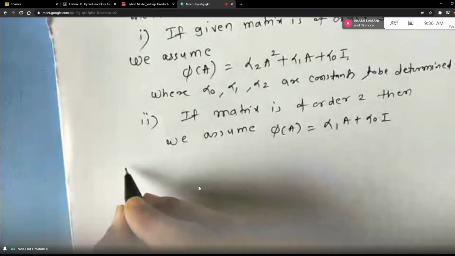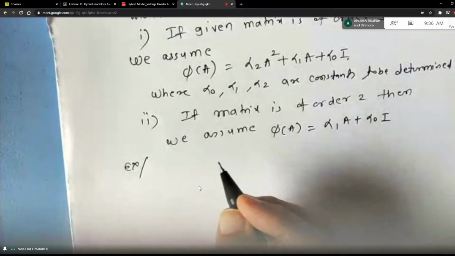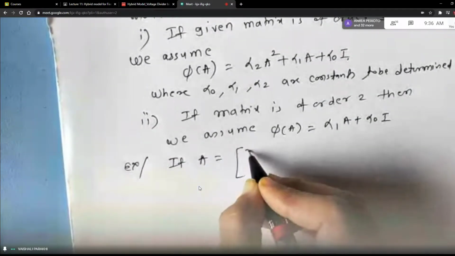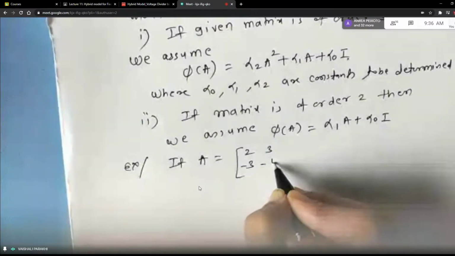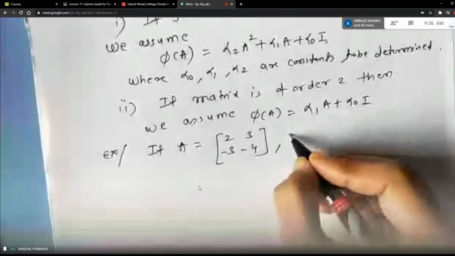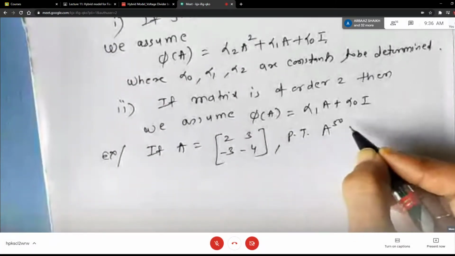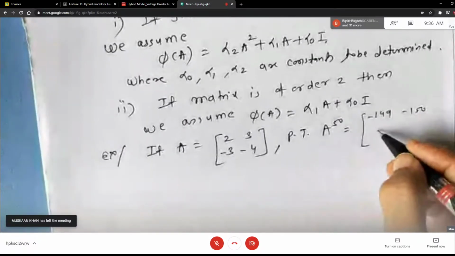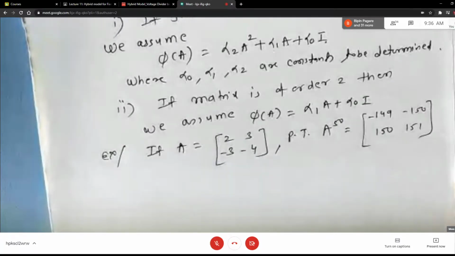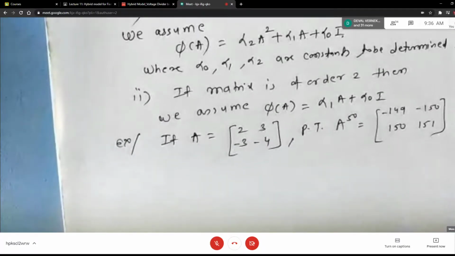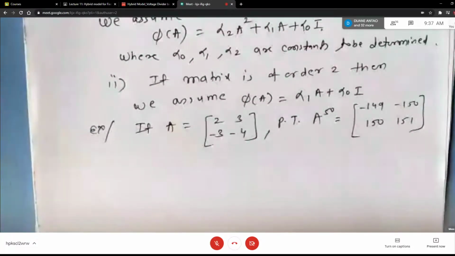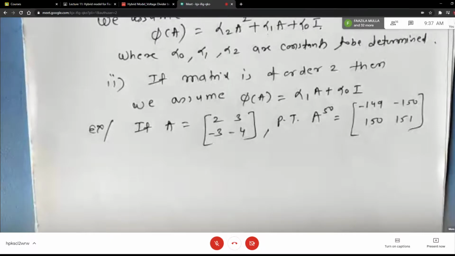Now let me explain this with the help of an example. So take down the example. If matrix A is equal to 2, 3, minus 3, minus 4, prove that A raised to 50 is equal to minus 149, minus 150, 150 and 151. So you don't know which method you are going to go about, because it depends upon the eigenvalues. Now as I told you, this method can be used for both types of eigenvalues.